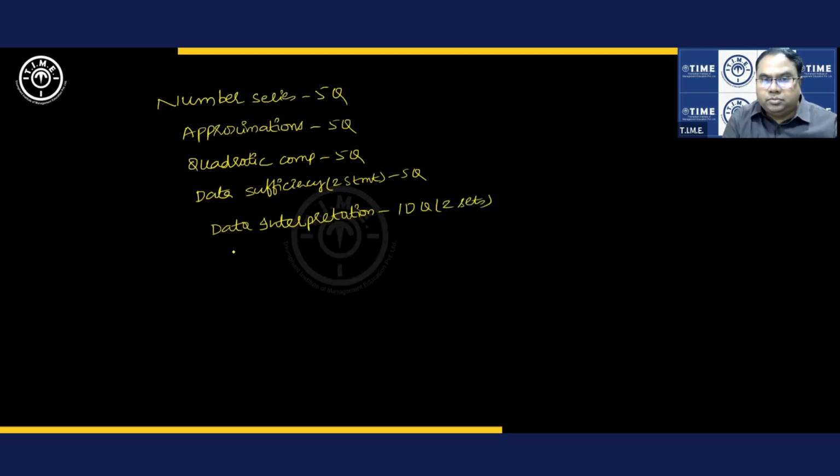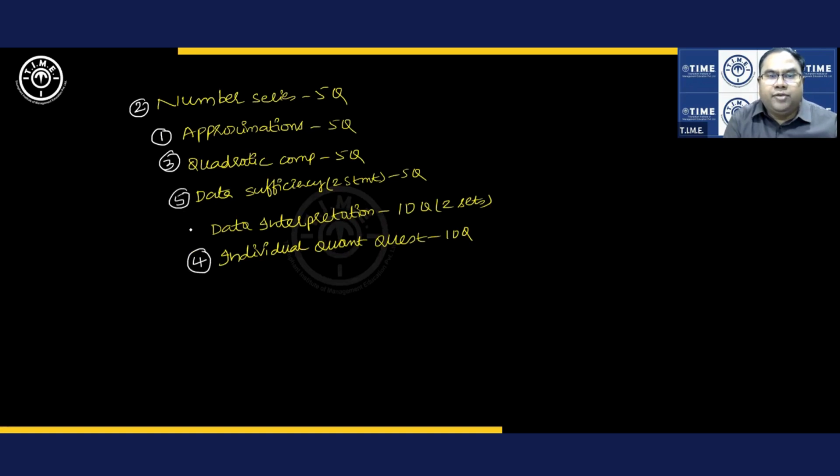And we have individual quant questions, ten questions. Right. So if you look at the order of solving the paper, first you would have started with approximations, number series, quadratic comparison. Then we would have done individual questions, then data sufficiency, finally data interpretation. This is the order of solving the questions. Now we will start discussing the paper.